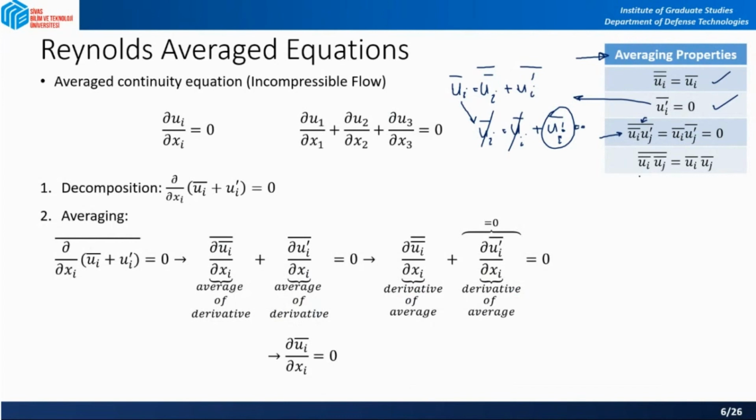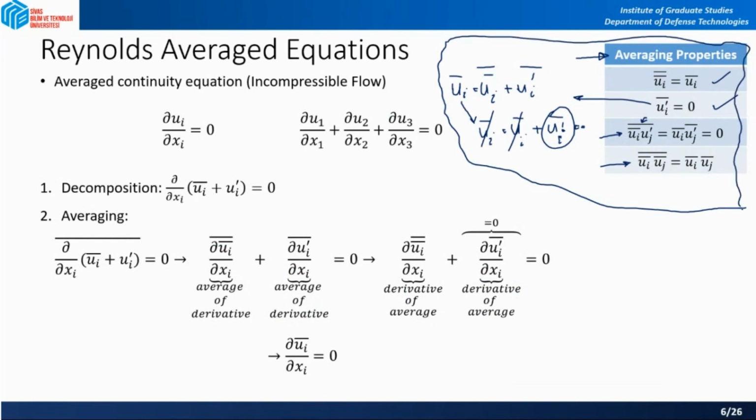Also you can have another property: when two averages are multiplied and then get averaged, it is the same as the two averages multiplied. So by keeping these things in your mind, just keep this somewhere. We're gonna play with the continuity equation.